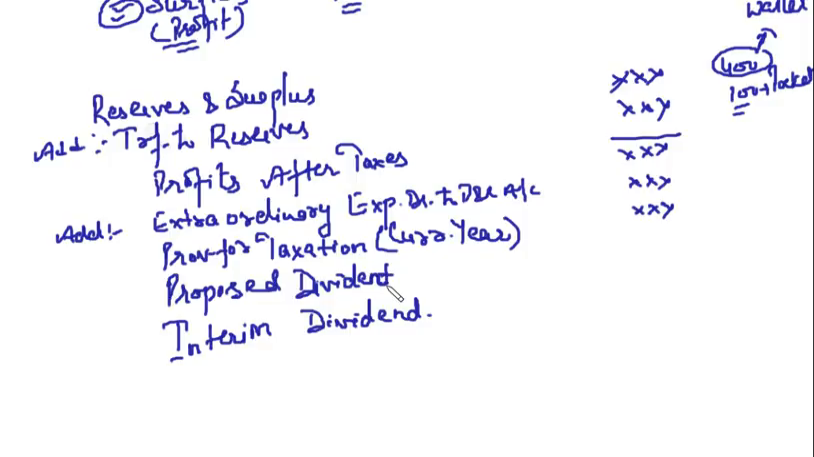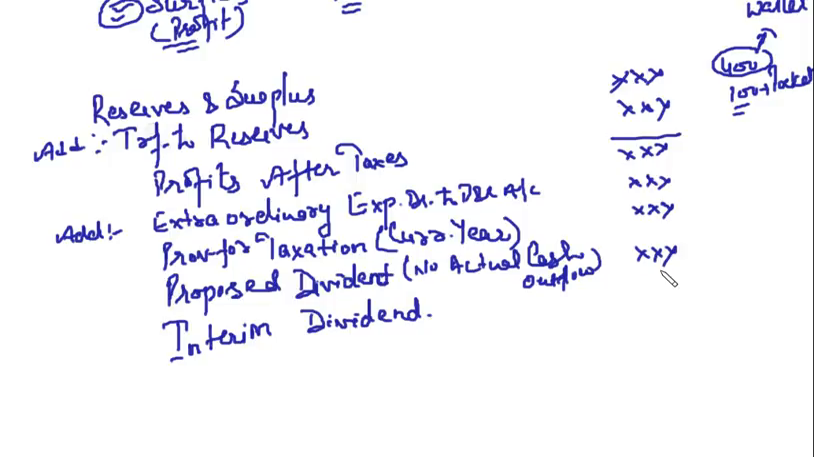Right? Clear? So there is no actual cash outflow. That's why we are adding this back in the net profits after taxes.